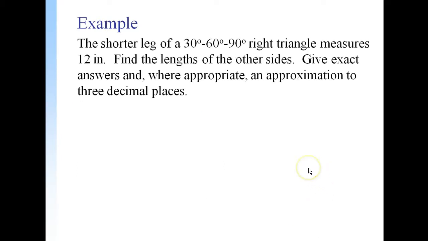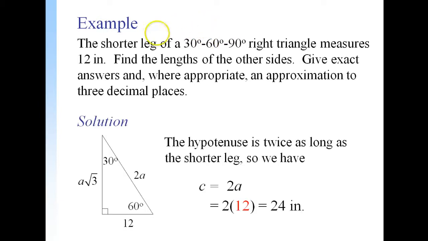Now another one that's very, very famous for a right triangle is the 30, 60, 90 degree right triangle. And the measure is 12 inches. Find the length of the other side. All right, let's take a look at a picture here.